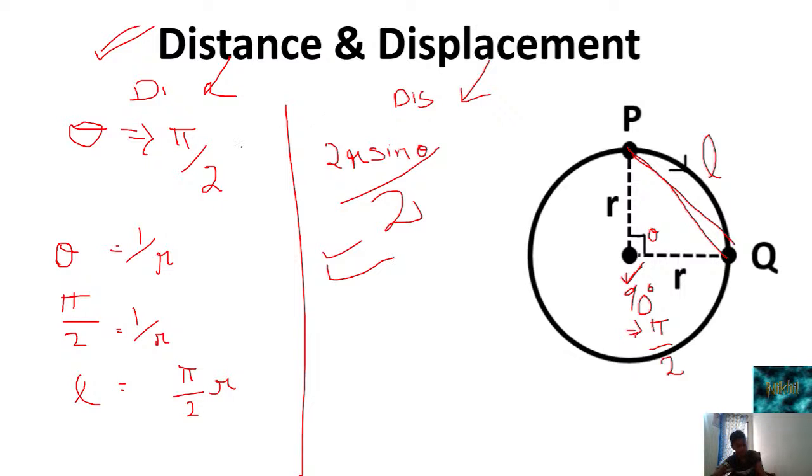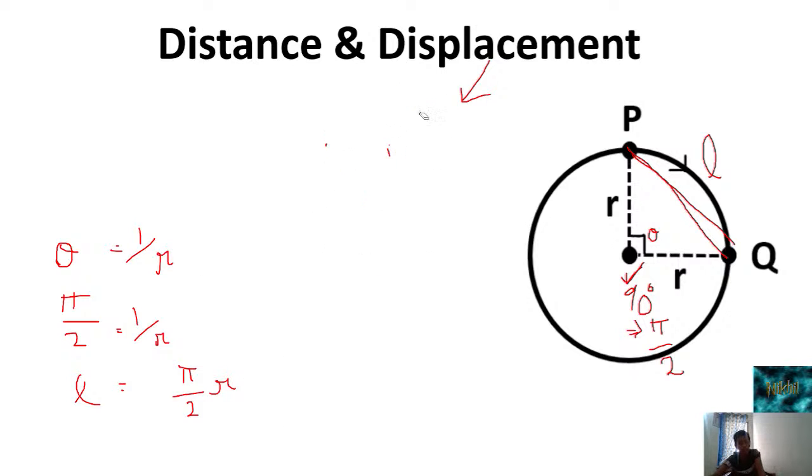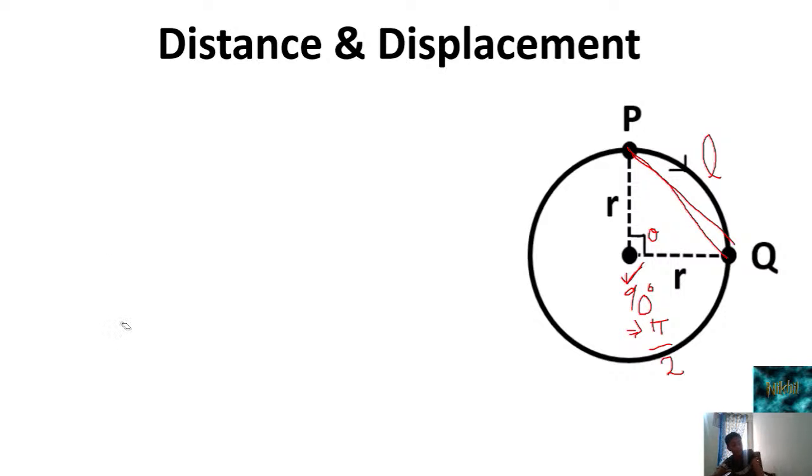Let me erase all this. We have just proved the answer of this question. But what if theta is not given to us as 90 degrees? Then what will we do? Let me tell you the formula of distance. Distance will be, where theta is in radians, theta equals L by R.